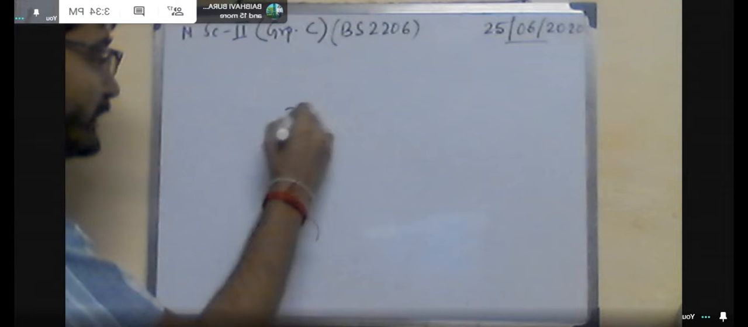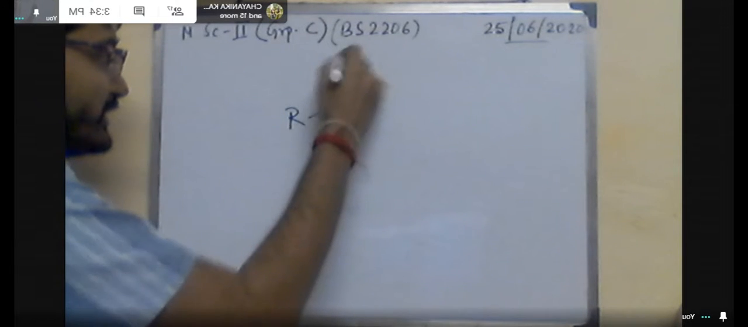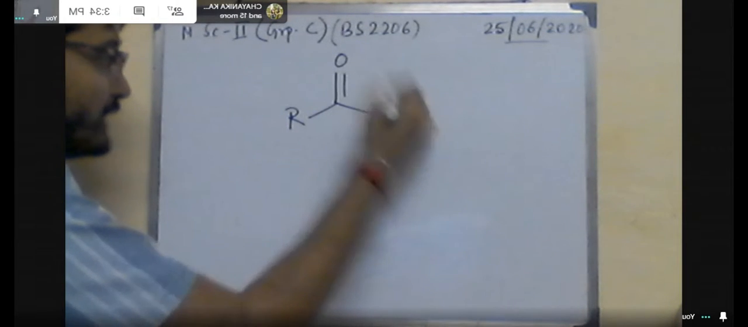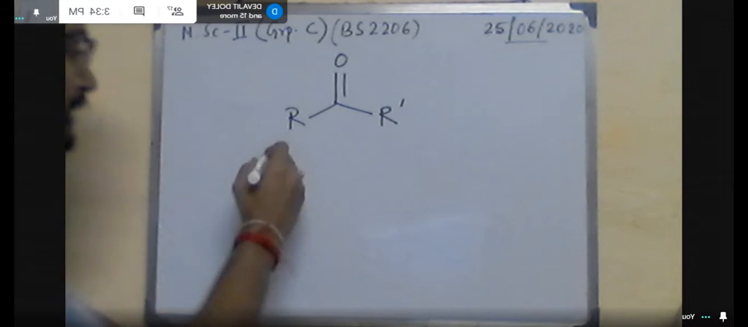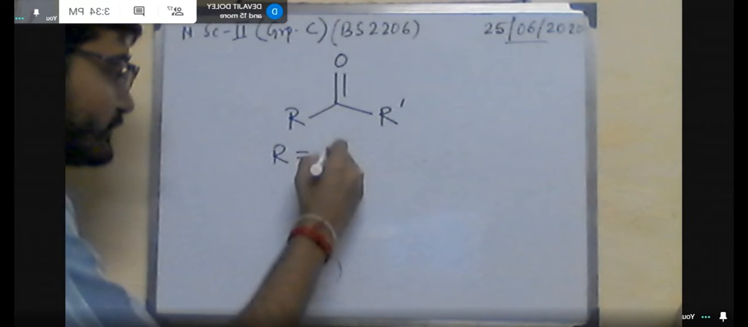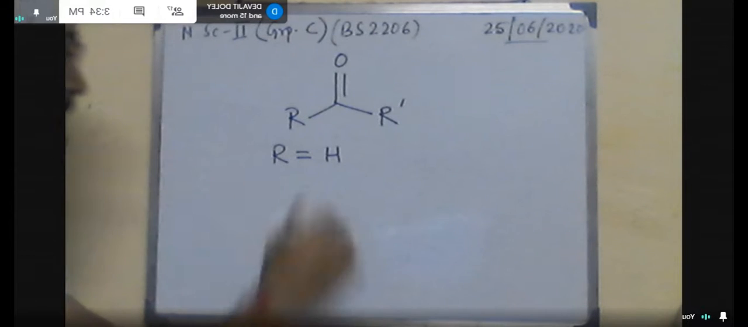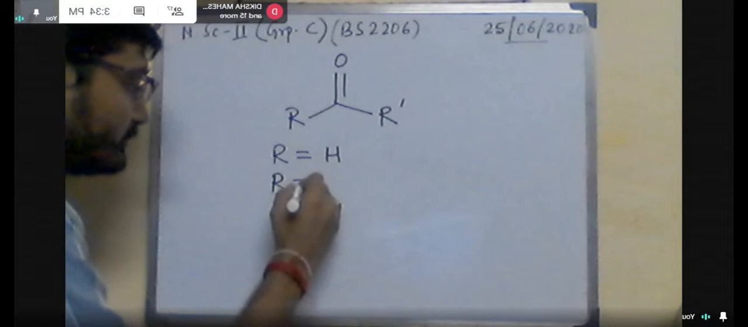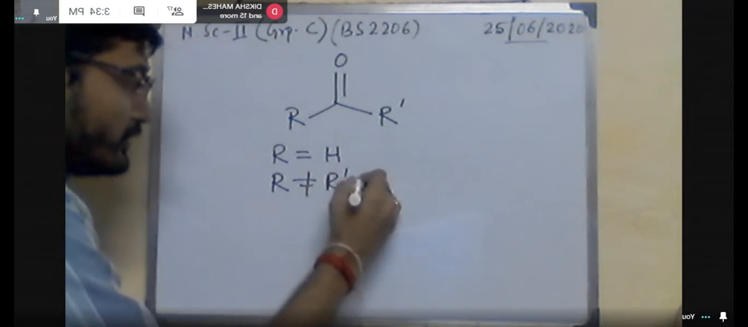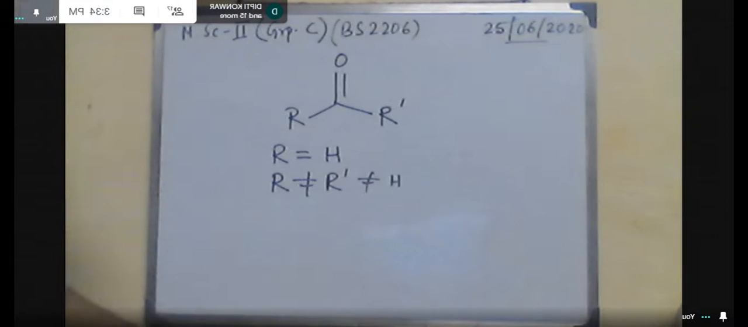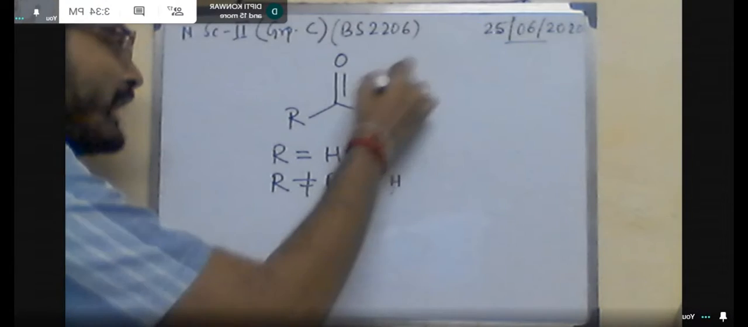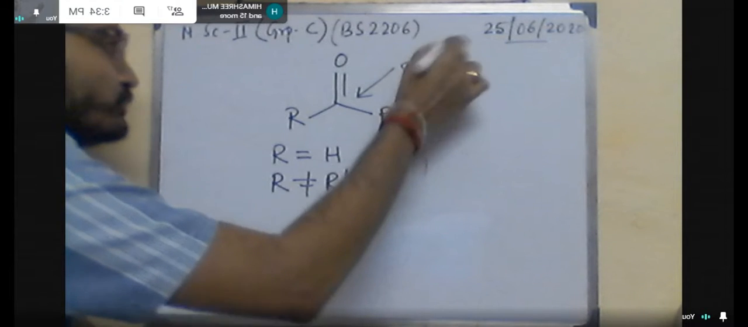So we know this is the general formula of the carbonyl. For the aldehyde, R equals hydrogen, and for the ketone, R is not equal to hydrogen. And you know the hybridization of this center is sp2, and it is also sp2 hybridized. So the geometry is basically planar.